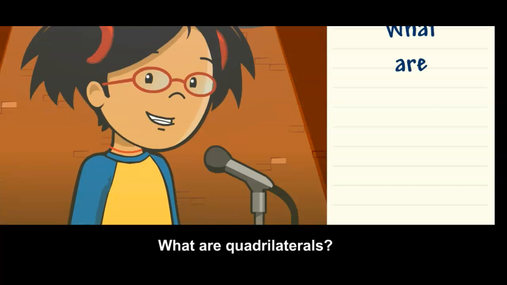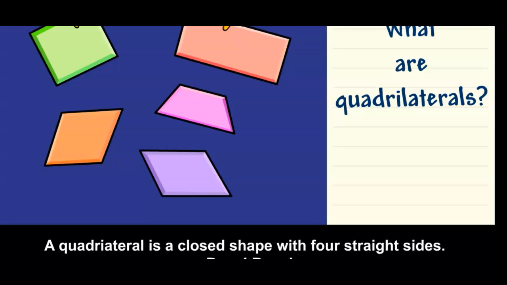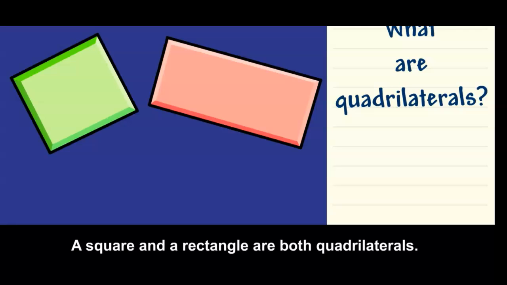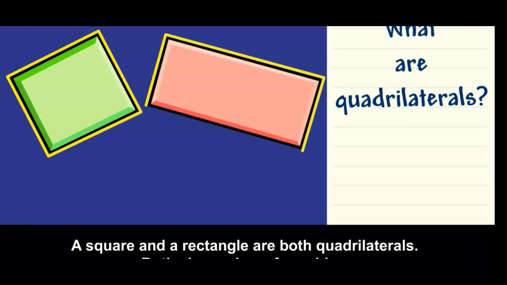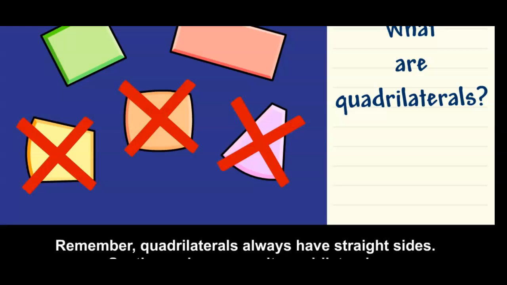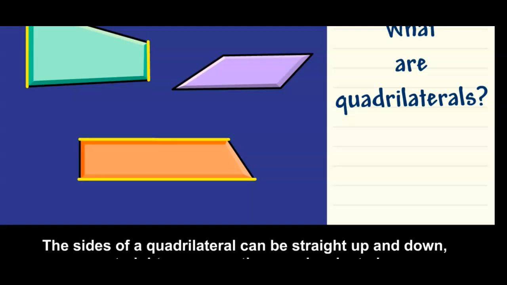What are quadrilaterals? A quadrilateral is a closed shape with 4 straight sides. Right, Moby. A square and a rectangle are both quadrilaterals. Both shapes have 4 sides. Remember, quadrilaterals always have straight sides. So these shapes aren't quadrilaterals. The sides of a quadrilateral can be straight up and down, straight across, or they can be slanted.